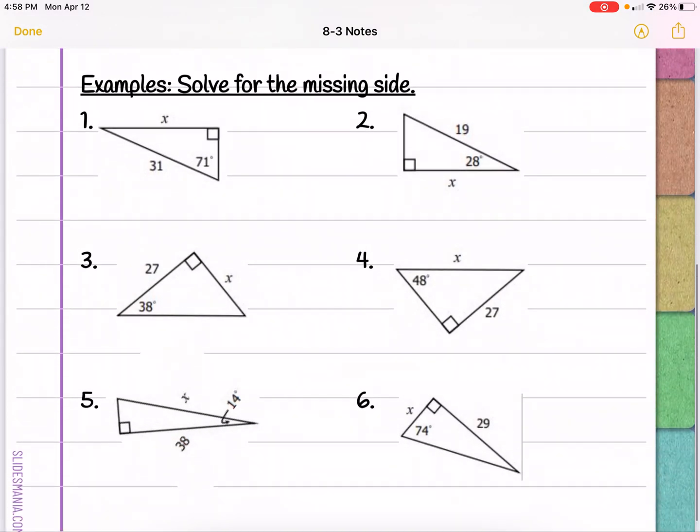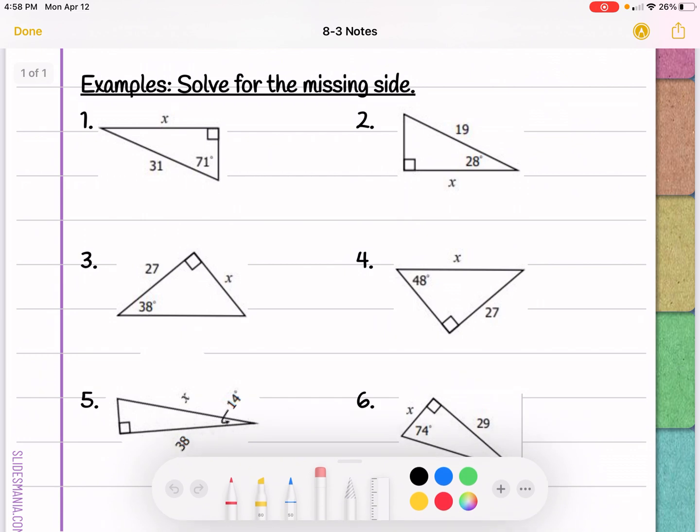So here, if you look at example number 1, I'm going to start by labeling my sides. And I'm going to label the hypotenuse first. The hypotenuse is always opposite the 90-degree angle. Next, I'm going to label my opposite side. So opposite of 71 degrees would be X. And then this would be my adjacent side. I'm going to cross this one out because there's nothing there, so we can't use it. And I'm going to use SOH because O and H come out in the word SOH.